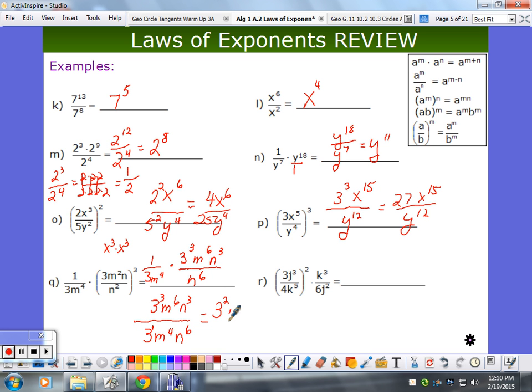m squared. And here's where it gets tricky. I've got more n's on the bottom, right? 6 of them on the bottom, 3 on the top. So I'm going to have them on the bottom. Oh, I think I'm missing something here. Wait a second. I did something wrong here. I don't know what I did wrong. Let me look again.